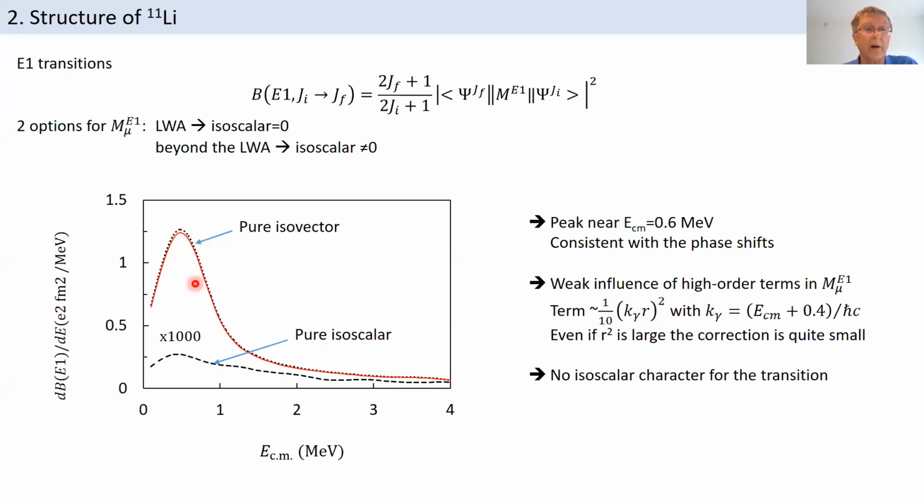So the red curve is what I obtain with the full E1 operator. And as you can see, this is almost a pure isovector. So the theory does not agree with this isoscalar transition.